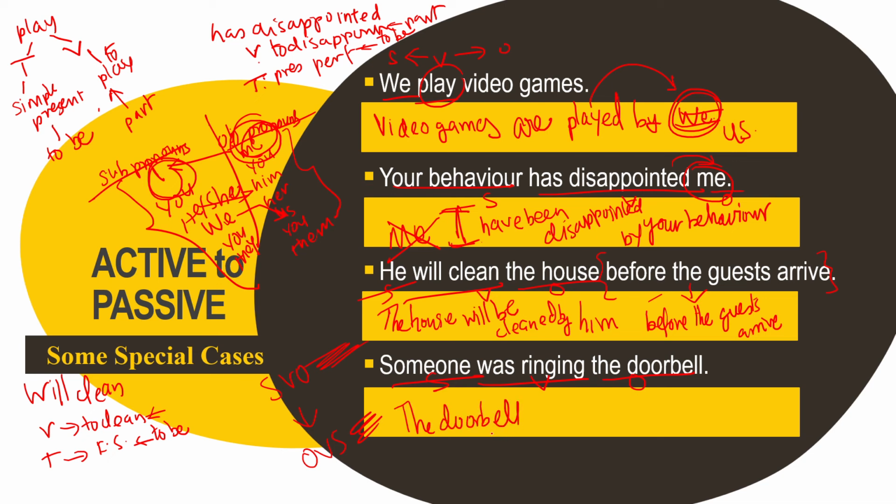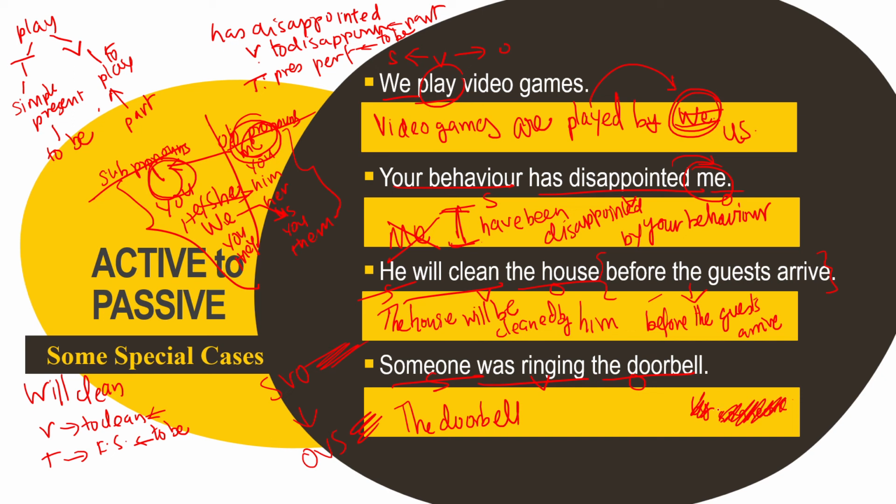Now, what happens in this case? Someone is ringing the doorbell. So you don't know who is ringing the doorbell, or it's not important who's ringing the doorbell. What is important is that the doorbell is rung. Someone has come to the door. Who is ringing the doorbell? That's not really important. So, would it really make sense to say by someone at the end of the sentence? No, because we don't know who. So saying by someone becomes redundant, is useless at the end of the sentence. So we just avoid it.